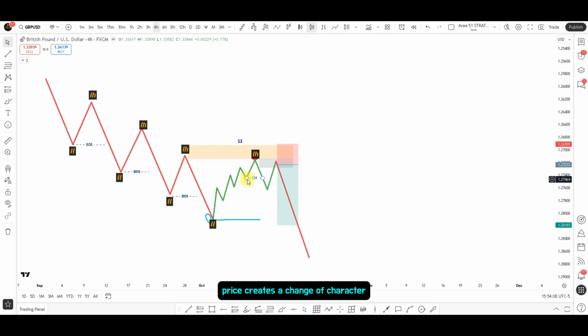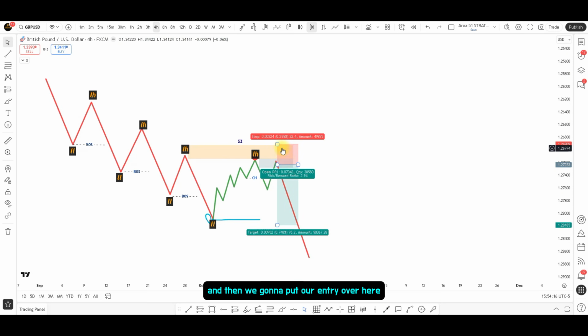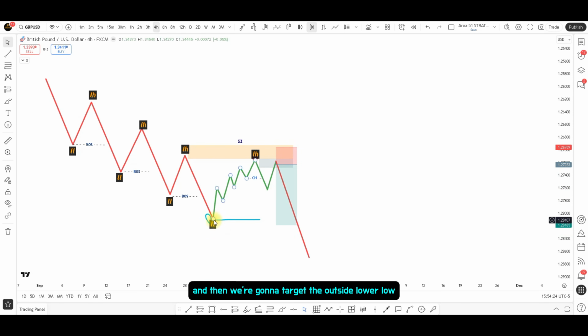Price creates a change of character. Now we wait for the price to go back to a lower time frame supply zone, and then we're going to put our entry over here, stop loss above the lower high, and then we're going to target the outside lower low.